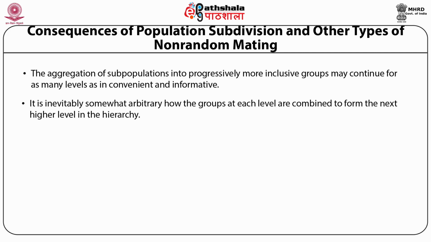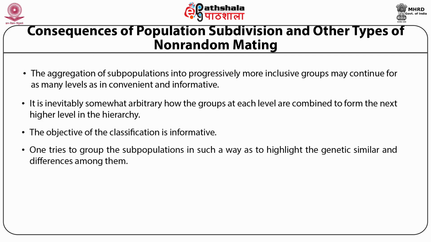It is inevitably somewhat arbitrary how the groups at each level are combined to form the next higher level in the hierarchy. The objective of the classification is informative. One tries to group the subpopulations in such a way as to highlight the genetic similarities and differences among them.